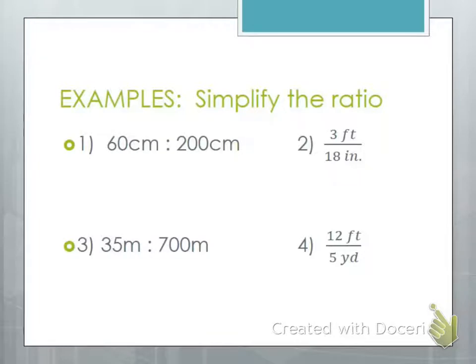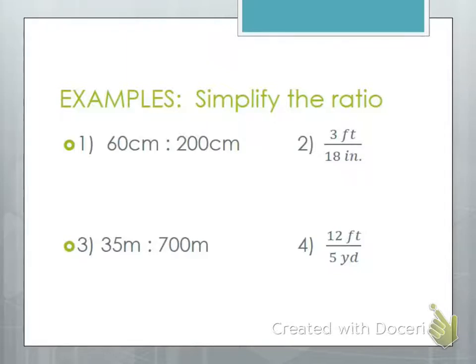So on our examples, we are going to simplify the ratios. Notice that some of these are written as fractions, some of them are written with colons. That's fine, we can simplify them either way. When we are simplifying ratios, we need to make sure that the units match first before we start trying to change them. So on number 1, do our units match? Yes, they're both centimeters. So we just need to simplify 60 to 200.